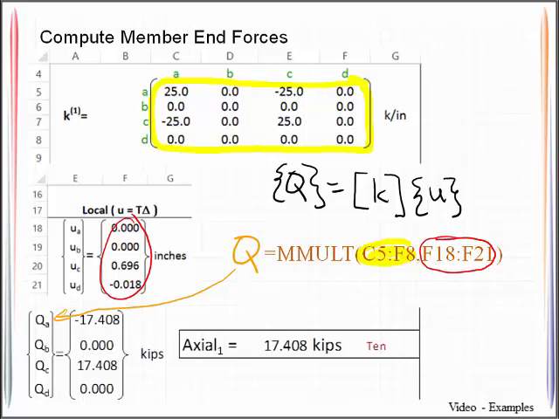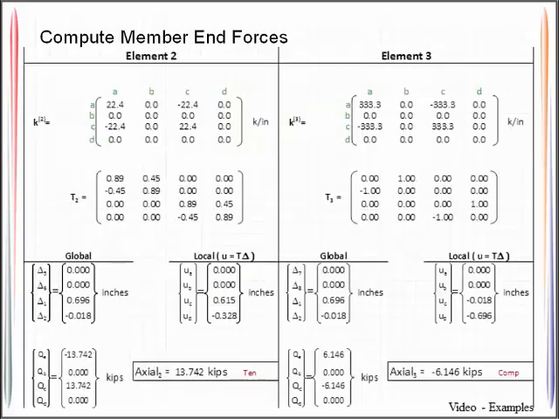And then in order to get the correct sign on this, we know that the axial force is 17.408. This term right here is the one that gives us the correct sign. So that's how we knew that this is in tension. We perform that same operation for members 2 and 3. Then we can report the member forces as such.